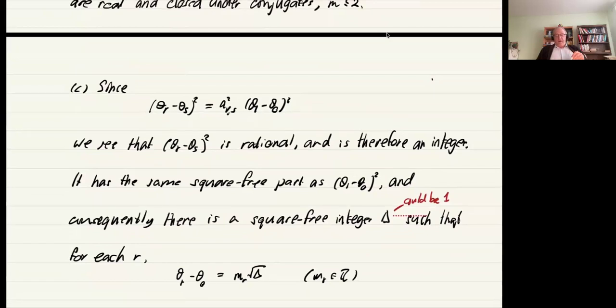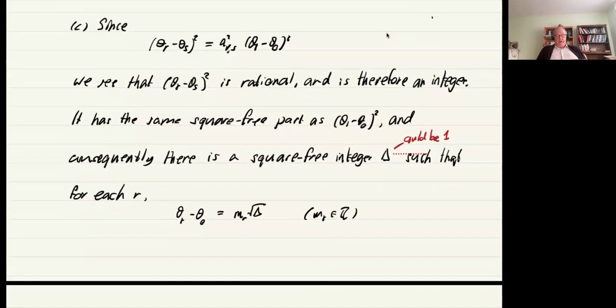I wrote down a reformulation of the ratio condition with the eigenvalues, and this is just taking that equation and squaring it. Now the point is this is an integer, and this again shows that this is rational, and since an algebraic integer that is rational is an integer, that's the simplest way of doing it. So that means that any difference squared is an algebraic integer, and therefore an integer. And the argument we've used before shows that the difference theta r minus theta 0 is an integer multiple of square root delta, for some square-free integer delta. And you don't really need to assume that delta is square free, you just get sucked into the m_r anyway.